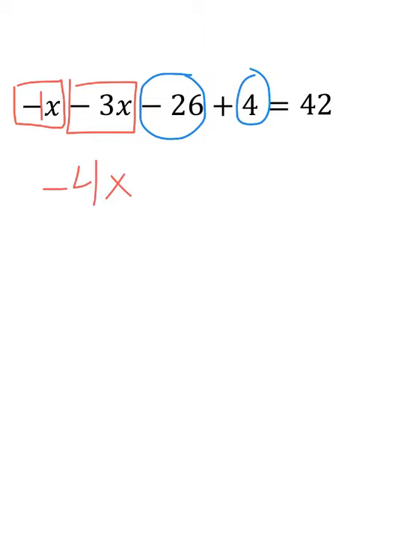And then we have negative 26 plus 4. That gives us negative 22, and I'm going to do this in blue. That is all equal to 42. Now that we've combined our like terms, we can start to solve by using inverse operations.